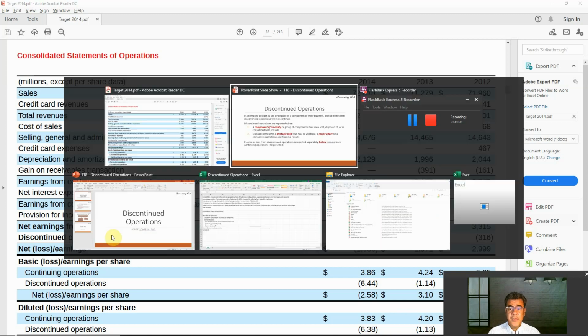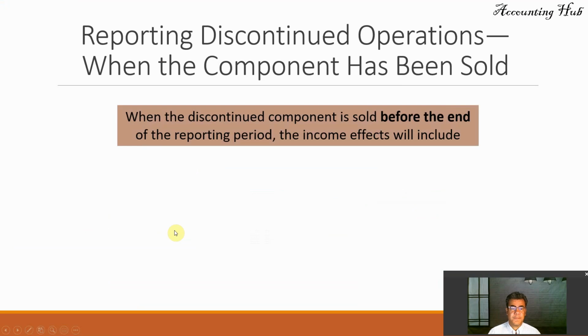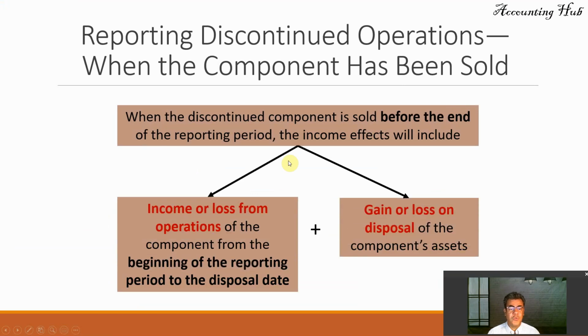Okay, guys. So how do we record it? How do we report it? When the discontinued component is sold before the end of the reporting period, which is how it usually happens, the income effects will include income or loss from operation of the component from the beginning of the reporting period to the disposal date. And if it is only held for sale, we report only this. However, when we sell it, we have a gain or loss, so we also report the gain or loss.